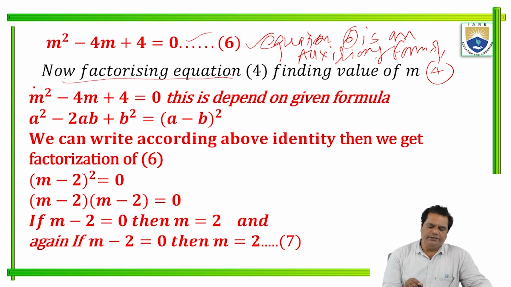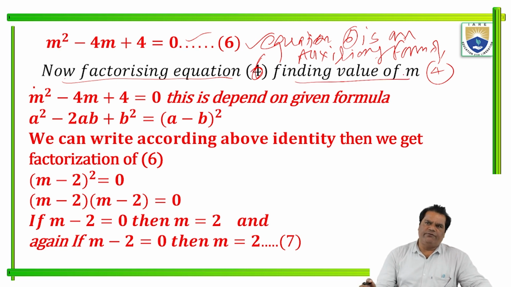Now factorizing equation 6 and finding the value of m. So m square minus 4m plus 4 equal to 0. This depends on the given formula: a square minus 2ab plus b square is (a minus b) whole square. We can write according to the above identity, then we get the factorizing of 6. So this is (m minus 2) whole square.